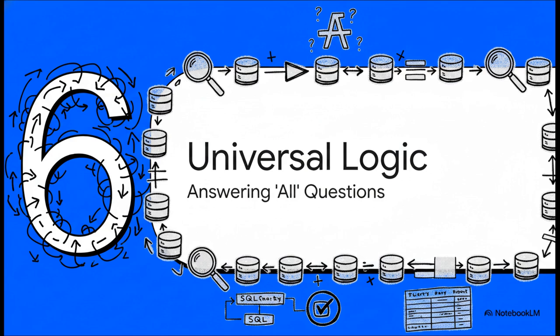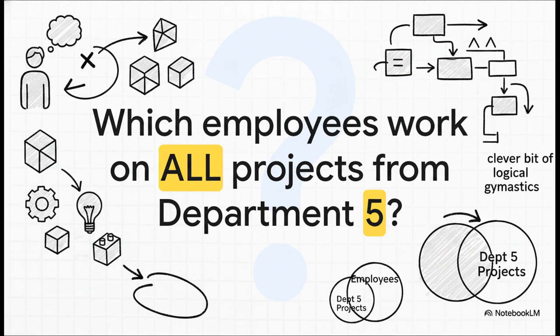For our final and most advanced lesson, we're going to tackle a concept from formal logic called universal quantification. Basically, this is all about how you ask questions that involve the word all, which is a task that's surprisingly tricky to do directly in SQL. This seems like a pretty simple question, doesn't it? But really think about it. SQL is great at finding if a relationship exists, but it wasn't built with a direct for all command. We can't just write where employee works on all projects.